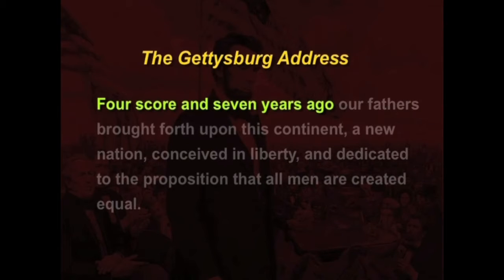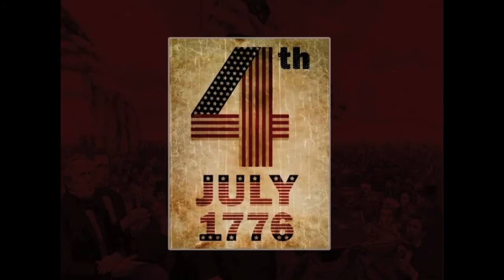77 years ago takes us back, to be precise, to July 4th, 1776, when the Declaration of Independence was first adopted by the American founding fathers. He takes us back to the point 87 years ago, because a score in English means 20 years. He takes us back to the point where 87 years ago a nation was conceived and brought forth in liberty.